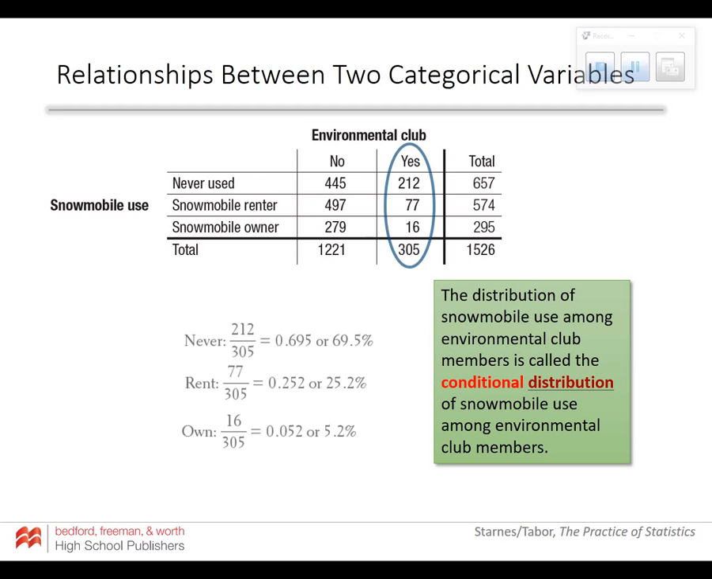And so to do that, we have to find all the yeses, if you will, the conditional probabilities for the yes category. So for the yes category, there were 212 out of 305 who never used the snowmobile. Then there were 77 out of 305 who rented, 16 out of 305 who owned. You might want to write those numbers down because we're about to use them somewhere on your paper.